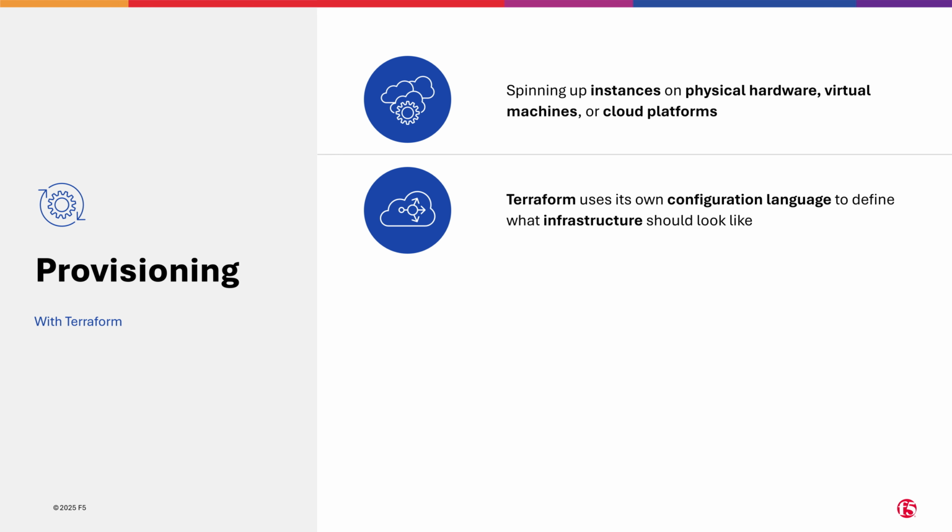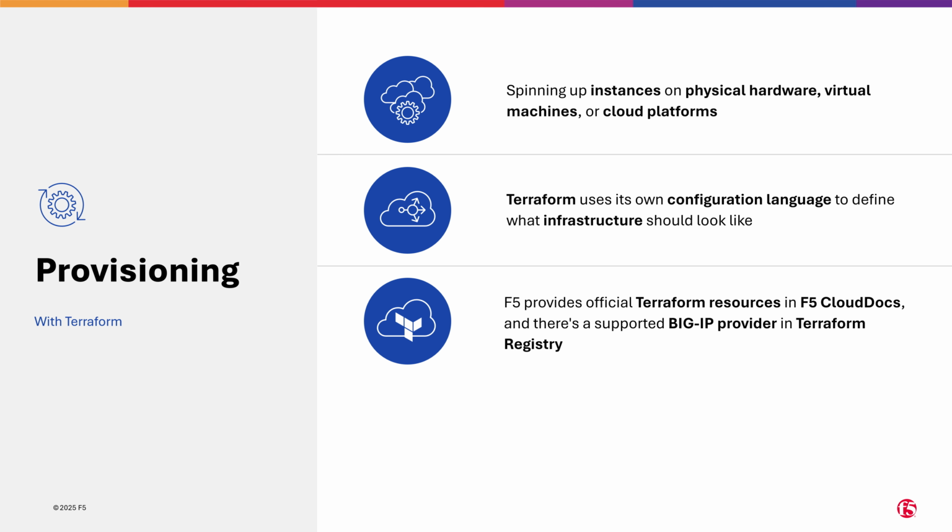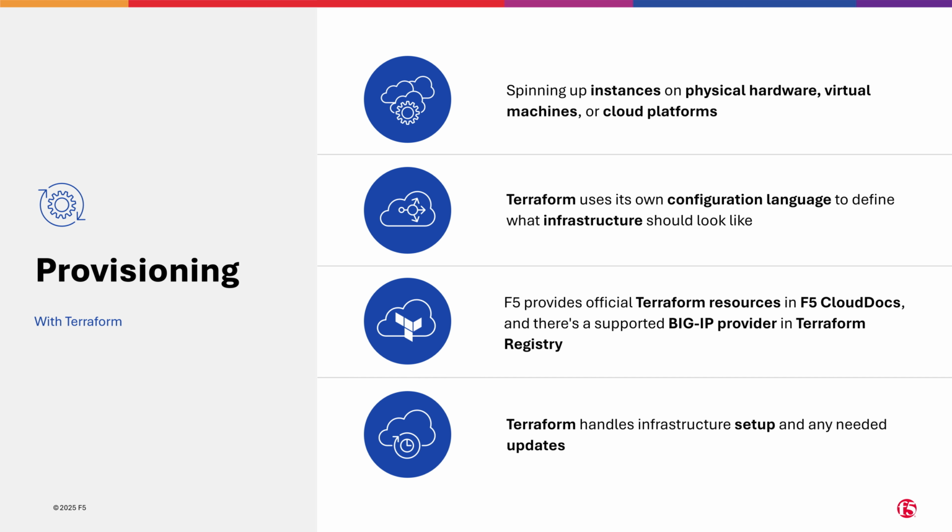With this infrastructure as code approach, you can build BigIP instances and related resources using automation. F5 provides official Terraform resources in the F5 Cloud Docs, and there's a supported BigIP provider in the Terraform registry. These tools make it easier to connect and configure your BigIP systems. Terraform makes sure the infrastructure always matches what you've defined by handling the setup and any needed updates.